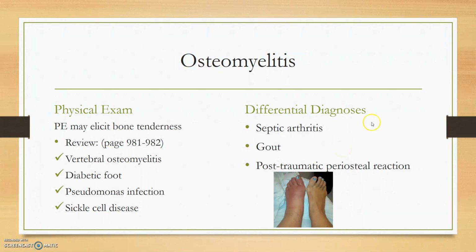Differential diagnoses, the top three, often have to differentiate between septic arthritis and osteomyelitis, but both are emergent. Gout can present very much misleading to osteomyelitis, but I don't think anybody's going to fault us for ending up with a diagnosis of gout when we suspected osteomyelitis. And then the third is a post-traumatic periosteal reaction. Sometimes in that x-ray will look very much like osteomyelitis.